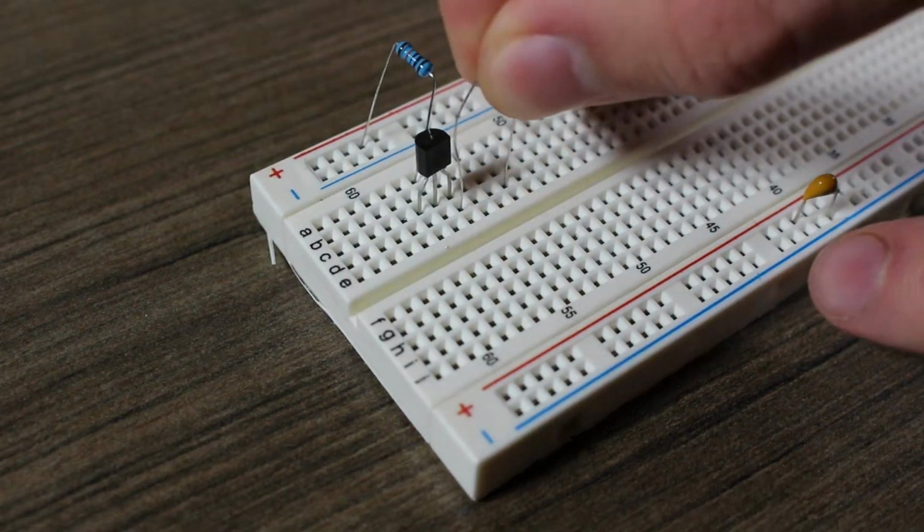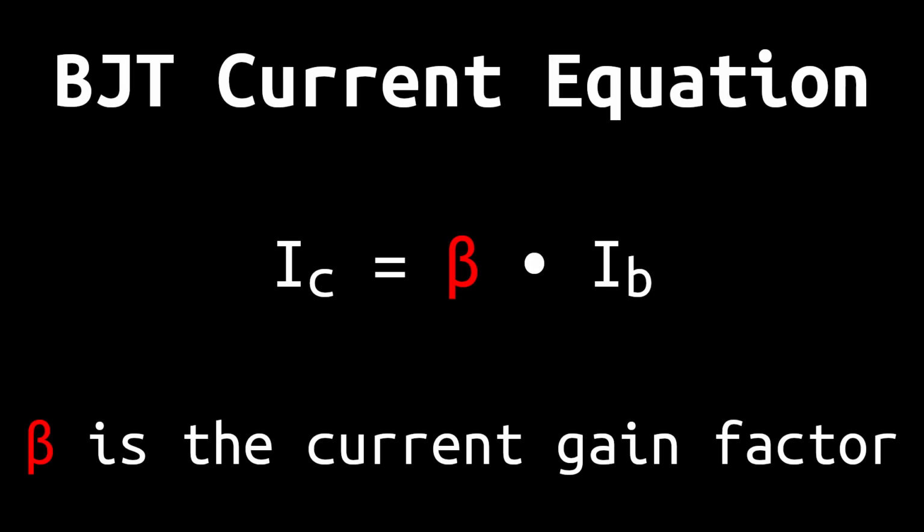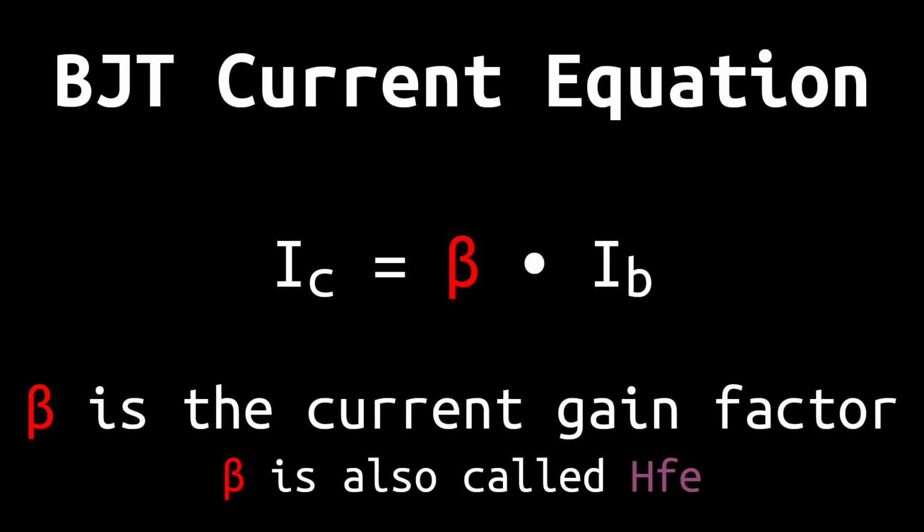But just how much current will flow exactly? Well, you can determine that with the equation IC equals beta times the base current. Beta is the gain factor of the transistor, and you can find the value of this on the transistor datasheet. You will also likely find it underneath a different name, HFE.